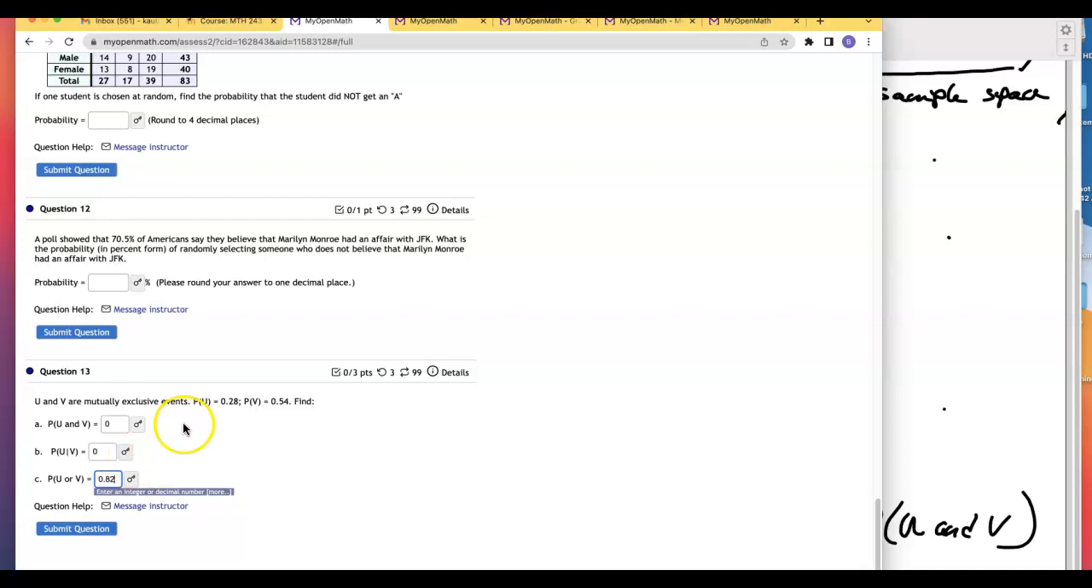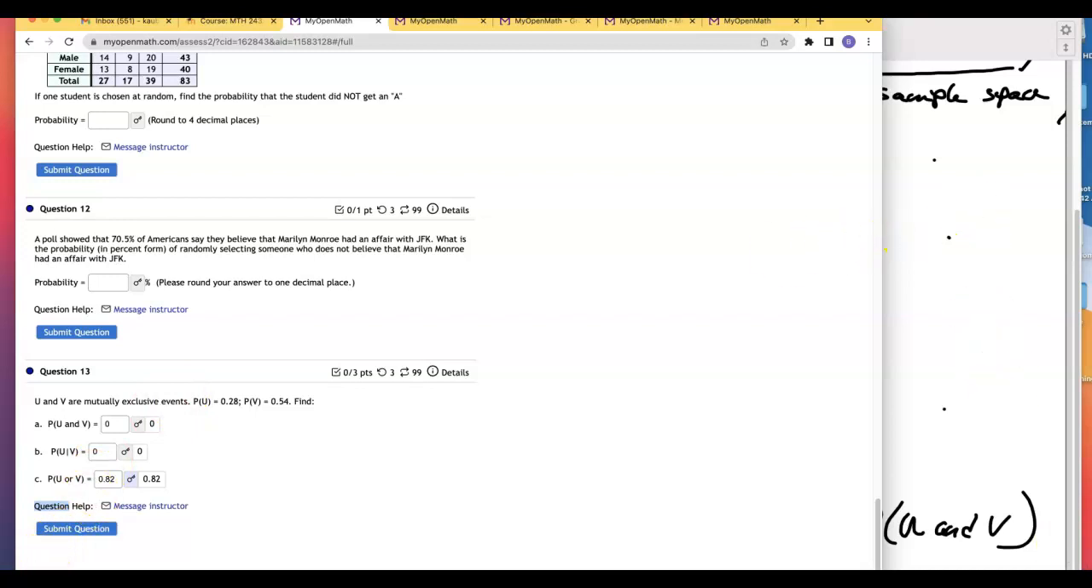Okay, and let's check, because I can check. So this should be 0, that's what it says. This one should be 0, and that's what it says. This should be, oops, 0.82, because you add those two together. And that's what it is. Okay, so we check that answer. So that's the first part of chapter 3.